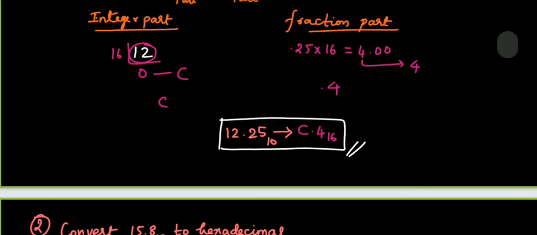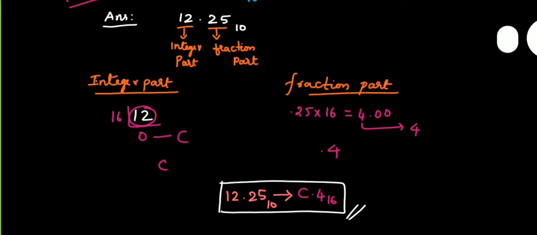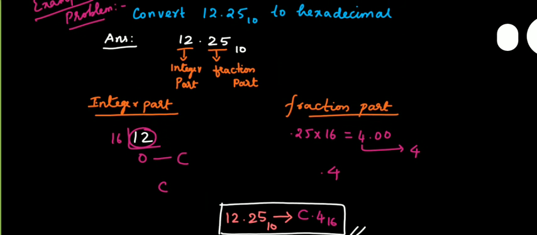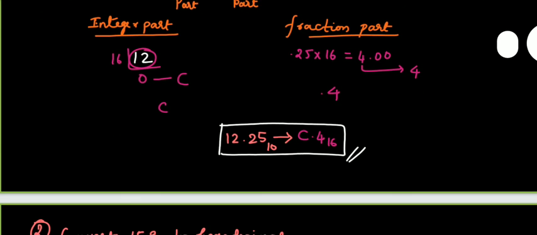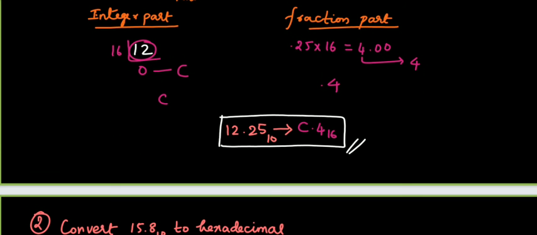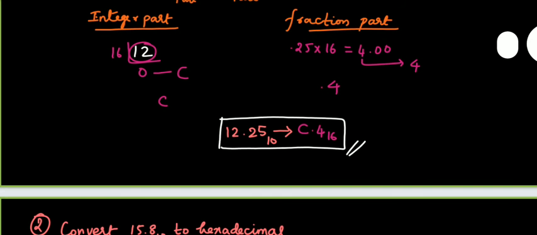So we know that. Divided by which number? What is the base value of the number we want? Hexadecimal number we want, so 16 is the number. So 12 you have to divide by 16. In 12, how many 16s are there? 0 16s, so the remainder will be 12. We know 12 means C in hexadecimal. So C is the integer value.